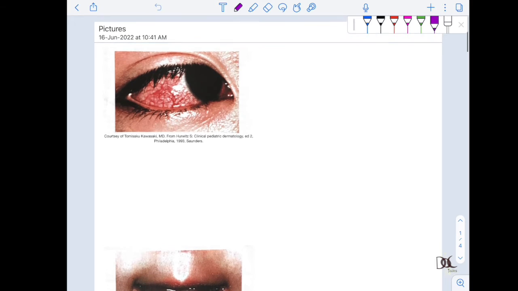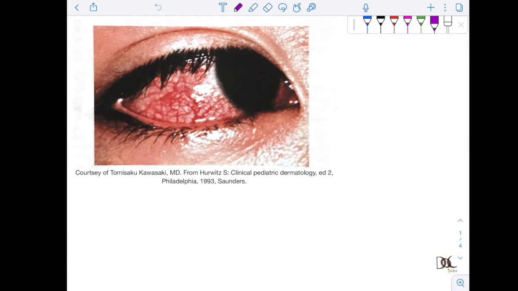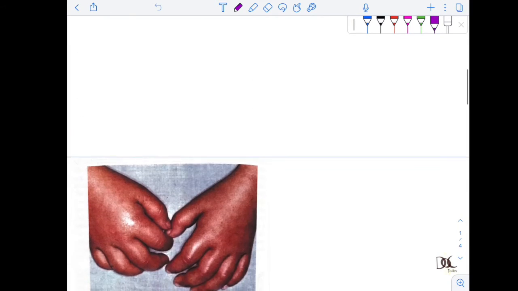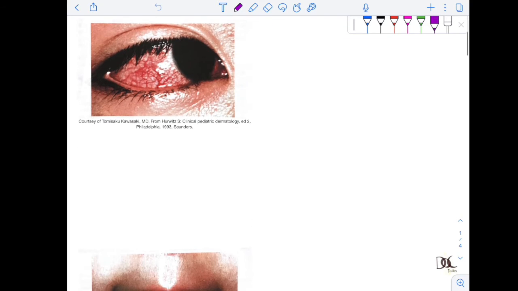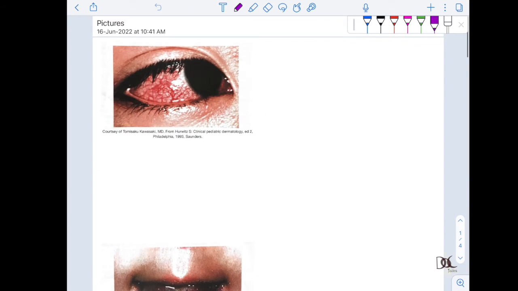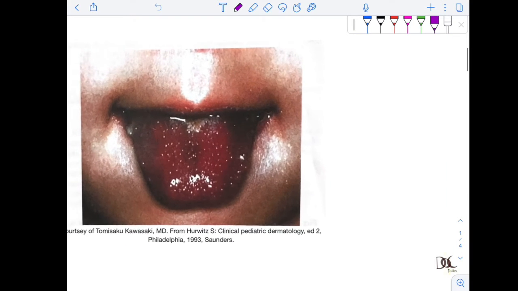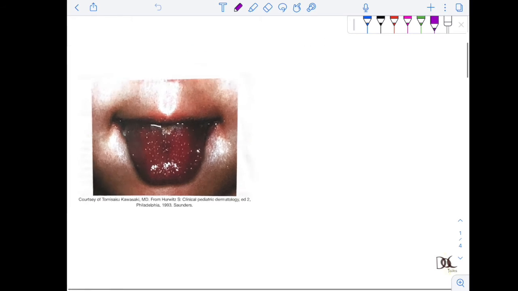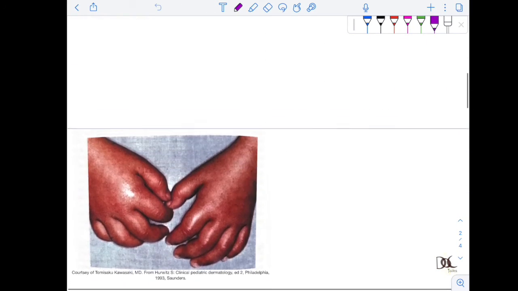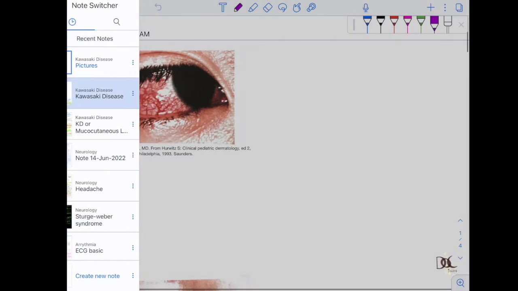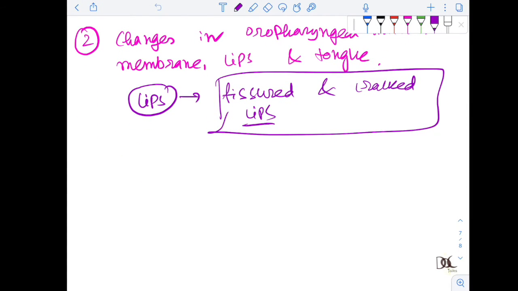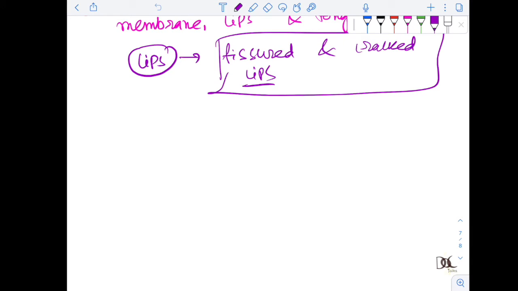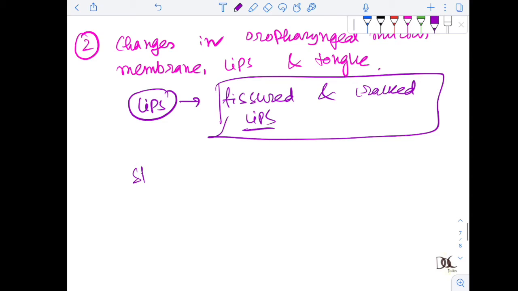Look, this is the conjunctivitis part. Okay, this is a non-purulent conjunctivitis involving bilateral eyes. That's it. Okay, and I do not have the mucous membrane picture, but this is the strawberry tongue picture. Okay, that is the strawberry tongue, and I do not have that fissured lip picture. Whatever, fissured lips, you should search that on the net, and you can get the fissured and cracked lips. Okay, there may be a strawberry tongue that I have already shown you.